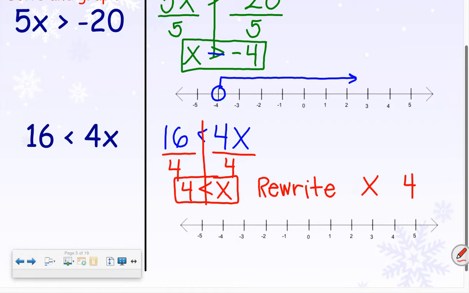Now if you're not sure what way to put your inequality symbol for rewriting, the mouth is opening to the x, so make sure your mouth opens to the x. So we need an open circle on 4, and our arrow is pointing to the right, so shade to the right. The graphing trick of the direction of the arrow only works if your variable is on the left, so be careful about that.